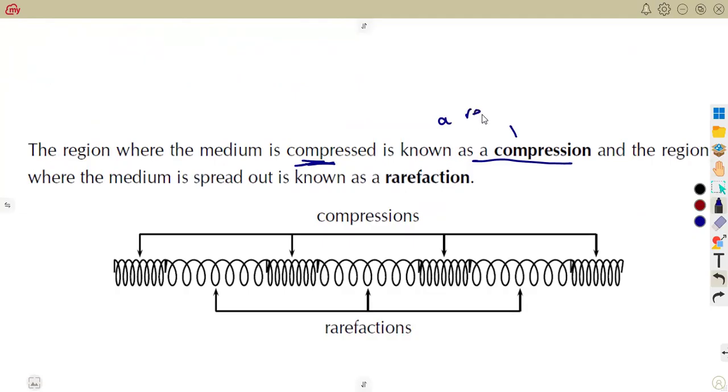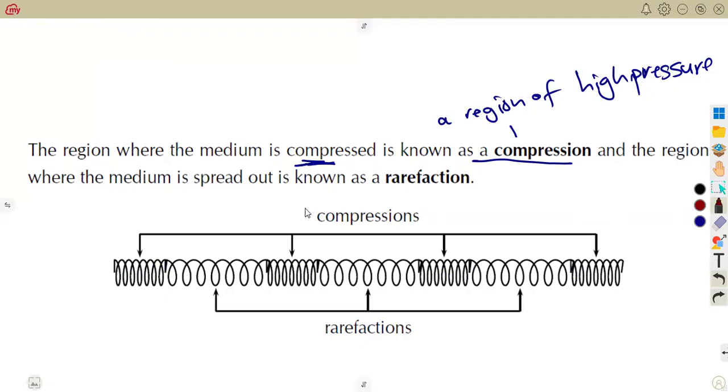A region of high pressure. That is the condition in the longitudinal wave. So you see here where they are very, very close to each other, these are the compressions.